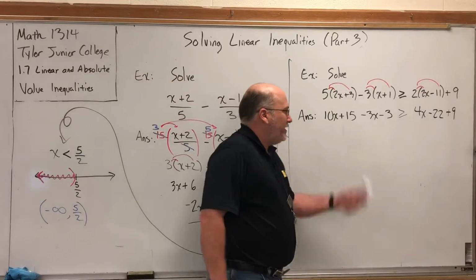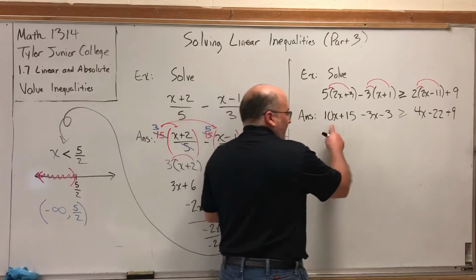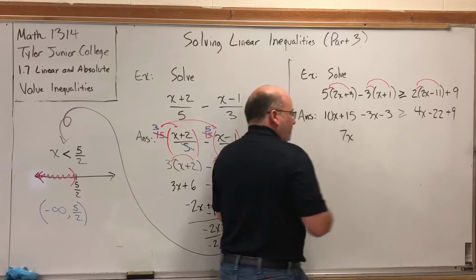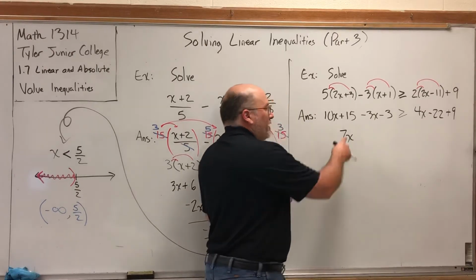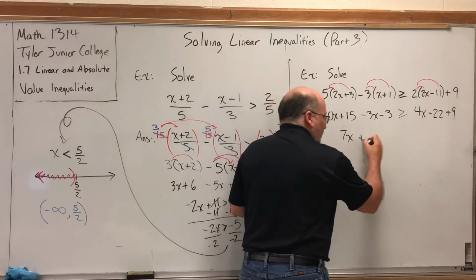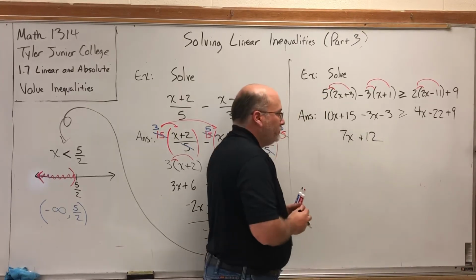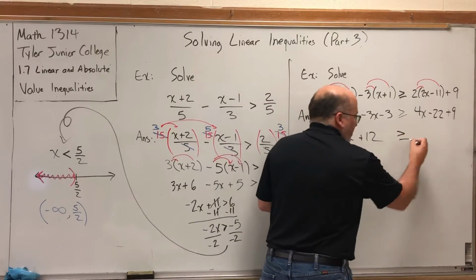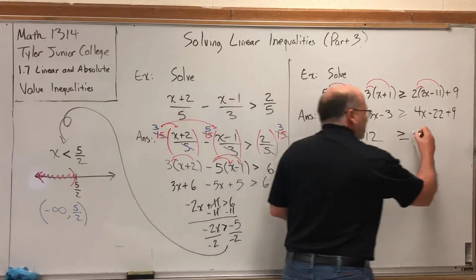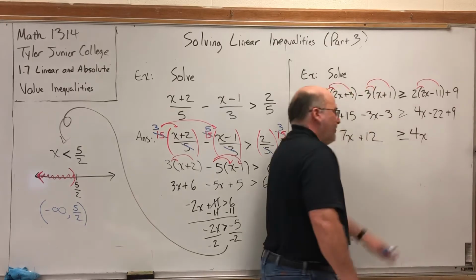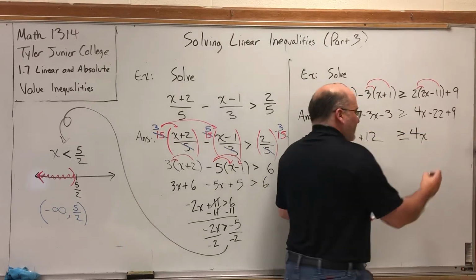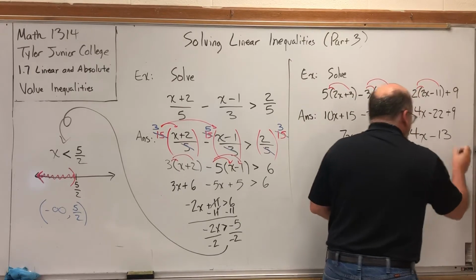On the left side of the inequality, we have a 10x and a minus 3x, and when you combine those, you get a 7x. But we also have a plus 15 and a minus 3, and when you combine those, you get a plus 12. Greater than or equal to. On the right side, there's only the one x term, 4x, but we have a negative 22 and a positive 9, and we can combine those. That will give negative 13.